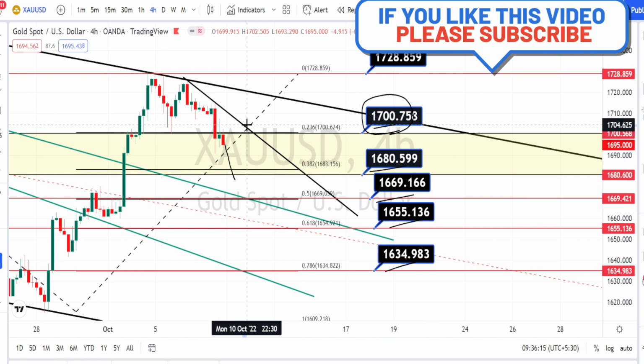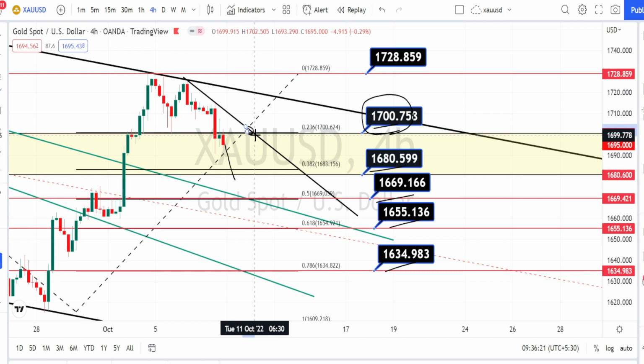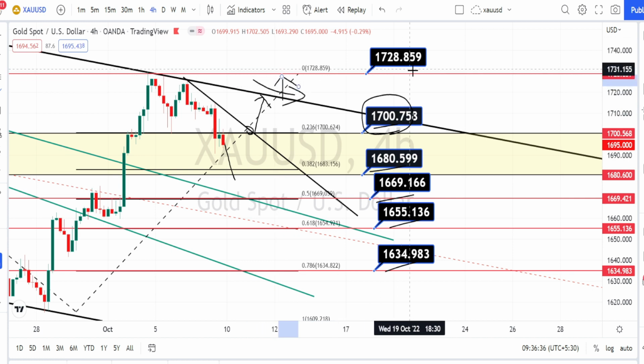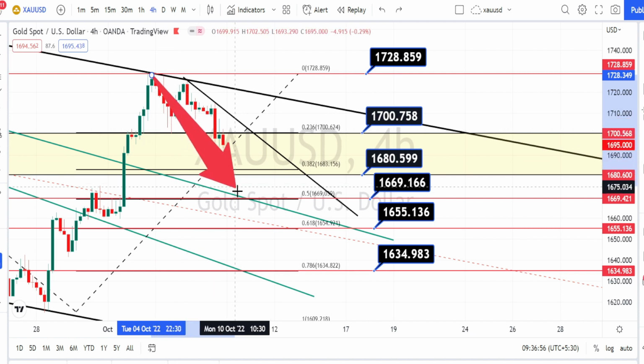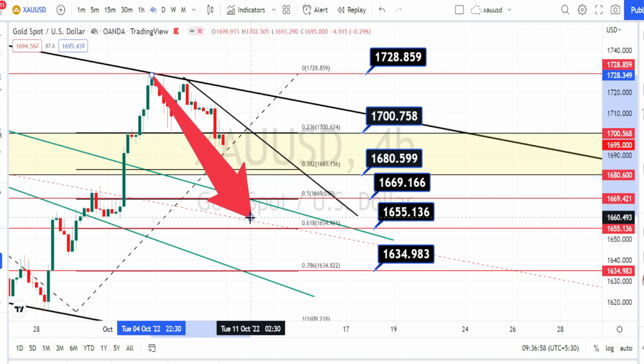And if the price action breaks this trend line or the resistance line from the 4 hours time frame, we can expect it to take resistance on the daily time frame resistance line from the bearish channel pattern. And if the price action breaks this resistance line, next level of resistance is going to be around 1728. So the trend in 4 hours time frame is on a bearish trend for now.